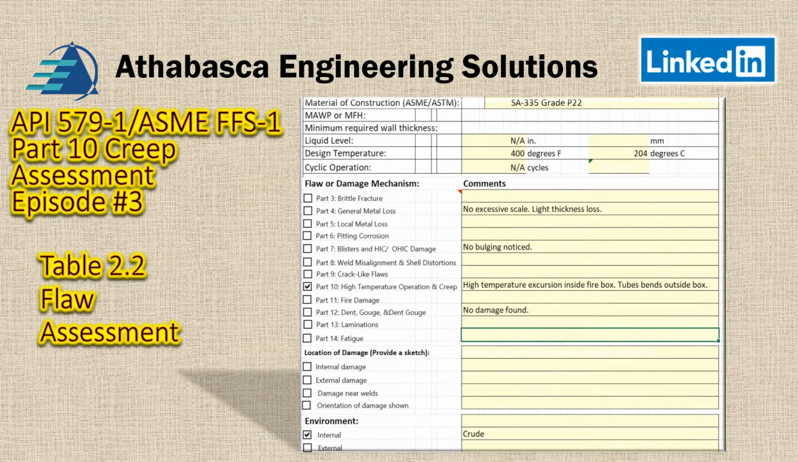With Table 2.2, the bottom part of the table, a few more things here. Our design temperatures for the equipment are shown. It's not a cyclic service. There is no excessive scale or wall thickness loss, so it's not a consideration. There is no bulging considered, so Part 7 will not be needed. But in Part 10, we have a high temperature excursion inside the firebox. The tube bends are outside the firebox. There was no damage found, so we're not going to be looking at Part 12 in this example. And of course, our environment is that we're processing crude.